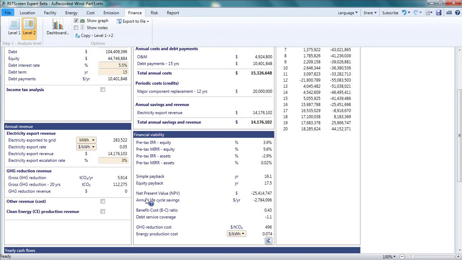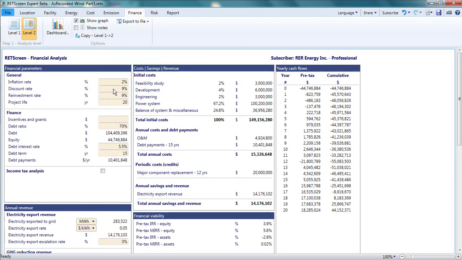The finance page shows that our cost reductions have not resulted in a profitable project. One might wonder how much initial costs would need to fall in order for this project to break even. This would be signified by a net present value of zero, or, equivalently, an internal rate of return on equity precisely equal to the discount rate, currently 9%. Let's investigate this. First, in order to avoid having to switch back and forth between the finance page and the cost page, I'll open the dashboard.